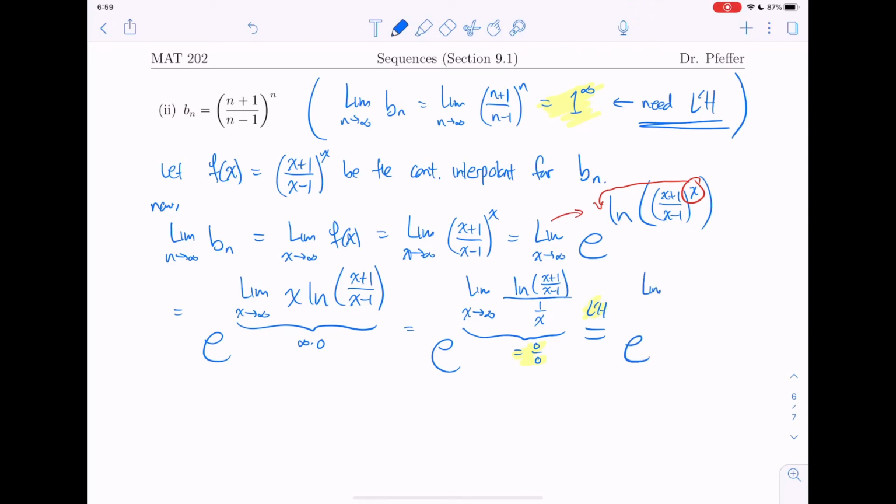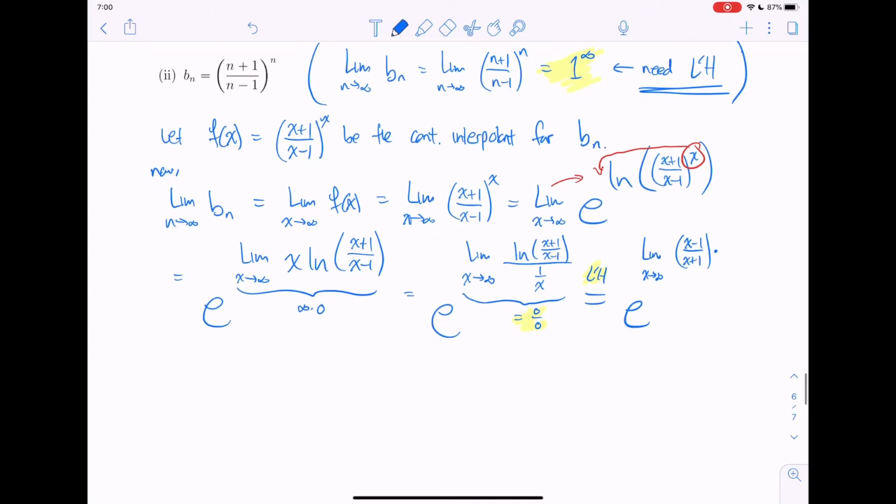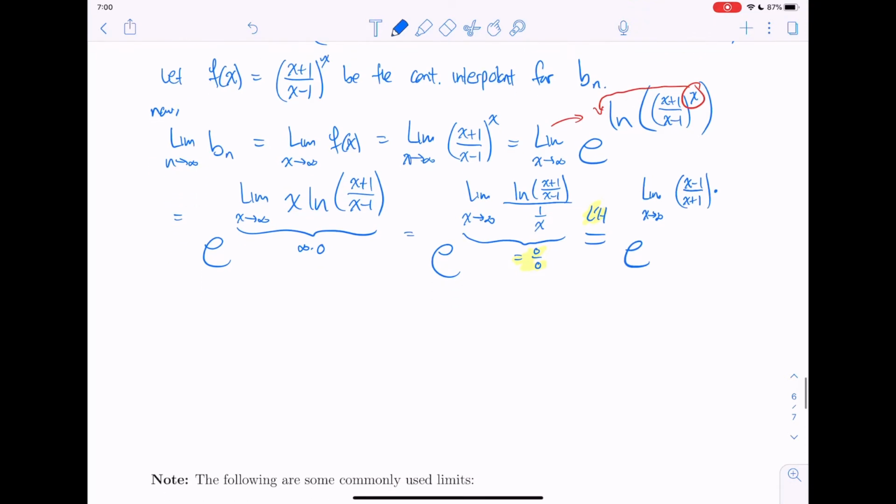e to the limit as x goes to infinity of what? The numerator will become 1 over the inside, but 1 over a fraction is just its reciprocal, x minus 1 over x plus 1, times the derivative of the inside. The derivative of that requires a quotient rule. So actually, how about we move that down here so I can write that out in full detail.